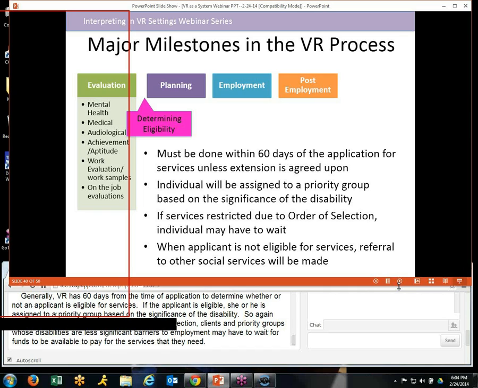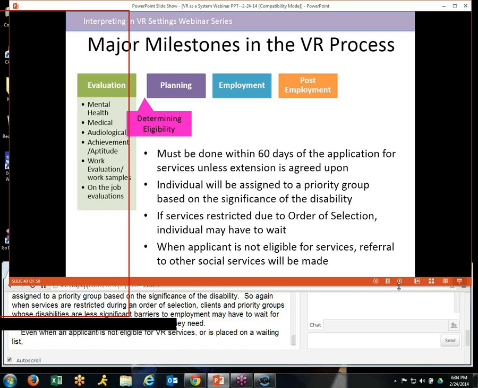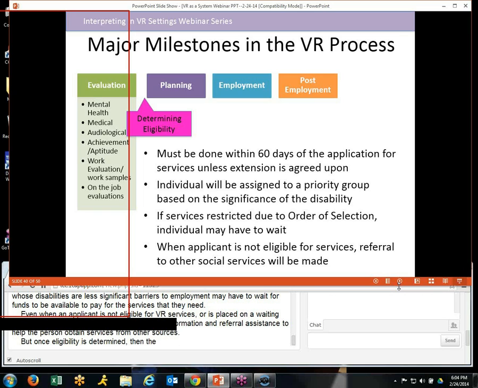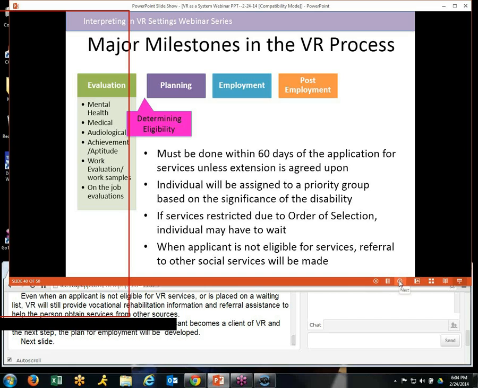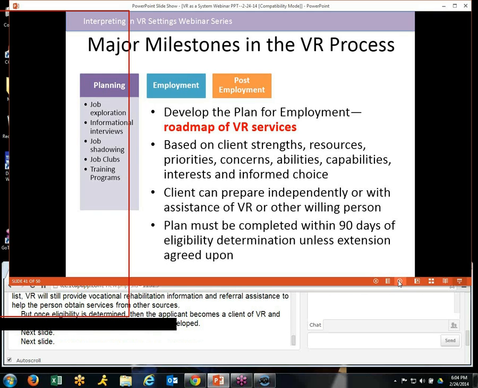Even when an applicant is not eligible for VR services or is placed on a waiting list, VR will still provide vocational rehabilitation information and referral assistance to help the person obtain services from other sources. But once eligibility is determined, then the applicant becomes a client of VR, and the next step, the plan for employment, will be developed. Next slide. Next slide.